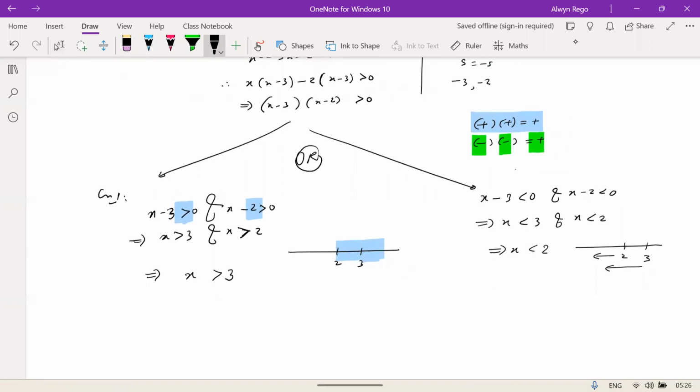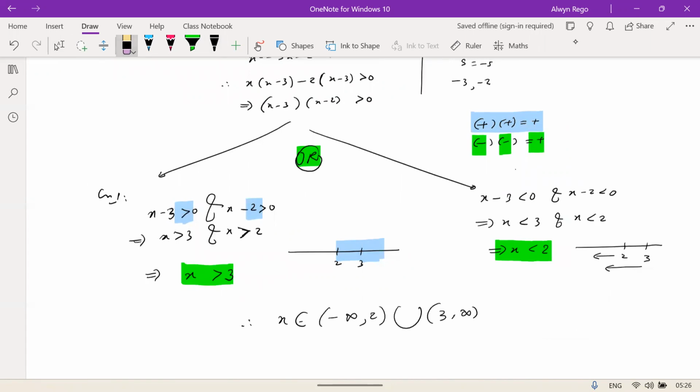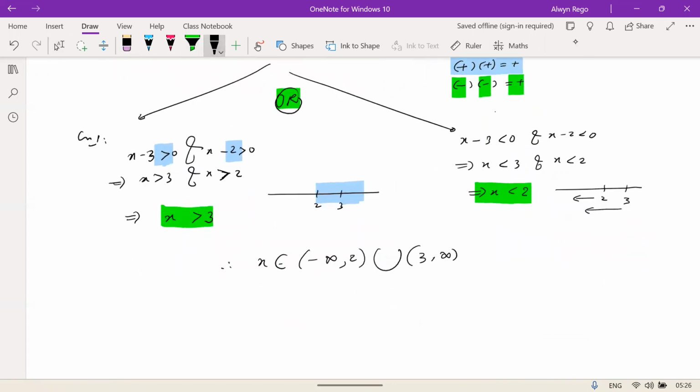Therefore the solution is either x is less than 2 or x is more than 3. Therefore, you find that x belongs to negative infinity to 2, or belongs to 3 to infinity, because x is either to the left of 2 here, or x is to the right of 3 here. So the solutions lie here and here.